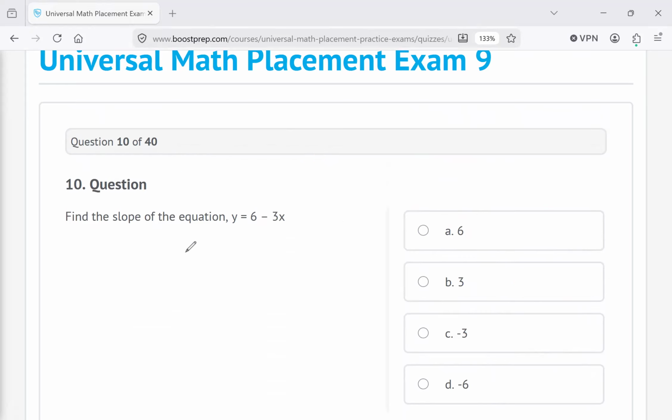Find the slope of the equation y equals 6 minus 3x. This equation is really close to y equals mx plus b. As you can see, the slope is the number in front of the x. So if you rewrite this, you could put the negative 3x first. So my slope is negative 3. Okay.